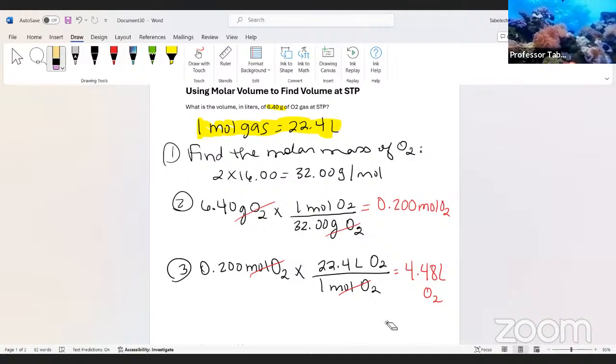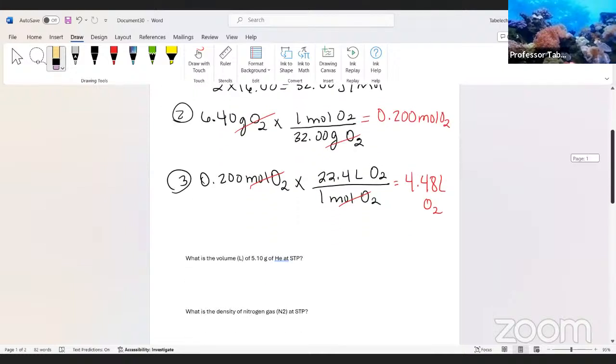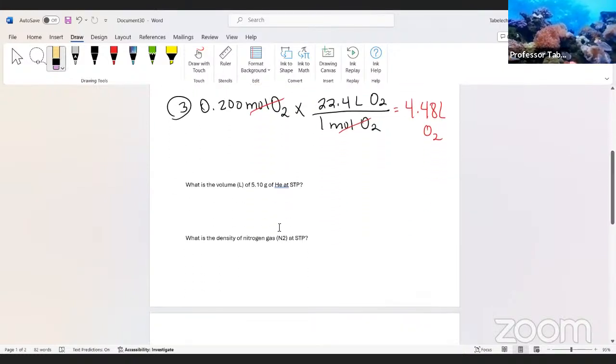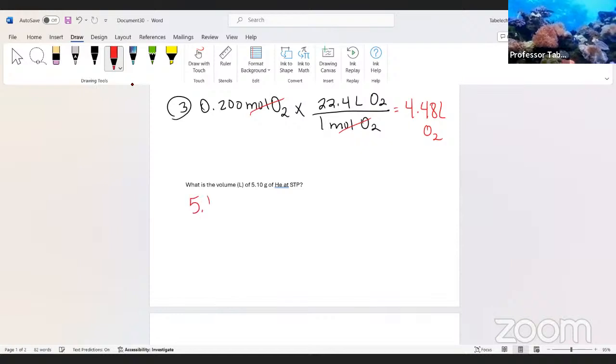Now, let's go ahead and get to the next problem. The next one deals with helium. So, same type of problem. The only difference is it's a different gas. Here it says, what is the volume in liters of 5.10 grams of helium at STP? So again, we're going to do like we did before, and simply convert the 5.10 grams of helium to a mole.